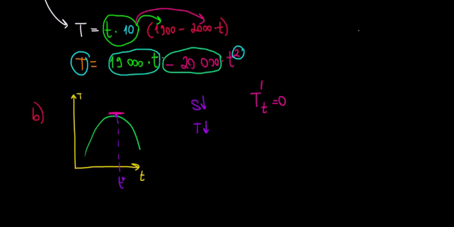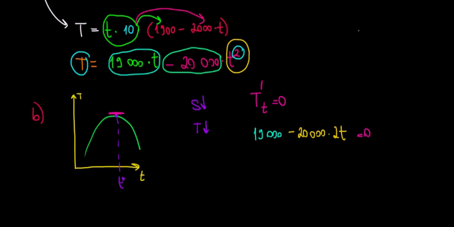19,000 times t, the derivative with respect to t is just the constant 19,000, minus 20,000 times t squared. The derivative: we keep the constant of minus 20,000, and the derivative of t squared with respect to t is equal to 2 times t. All of this must equal 0. So this must equal 0.